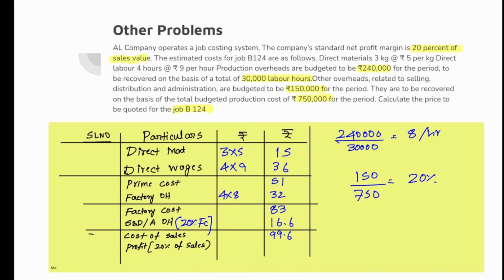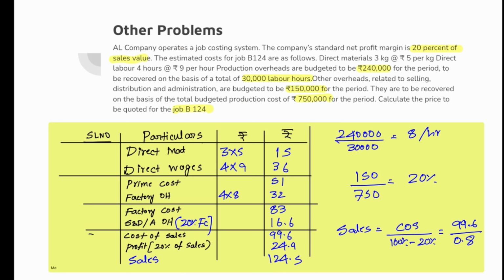So the next portion is calculation of profit. Profit is not given as a percentage of cost. So what you should do here, if it is given as a percentage of sales, you have to calculate sales first. Sales is equal to cost of sales divided by 100% minus 20%. So that means 99.6 divided by 0.8. So you will directly get sales, which is 124.5, and the balancing figure is your profit, 24.9.